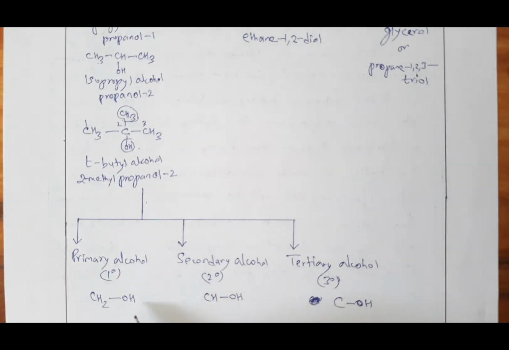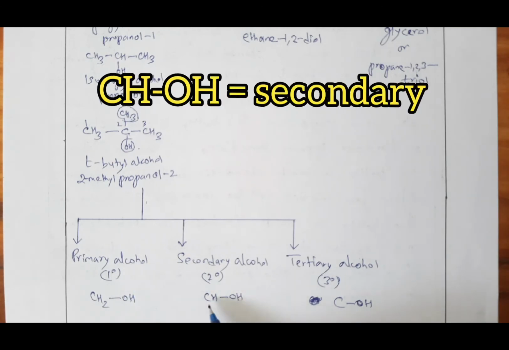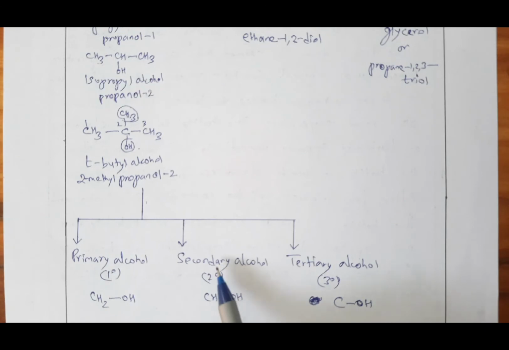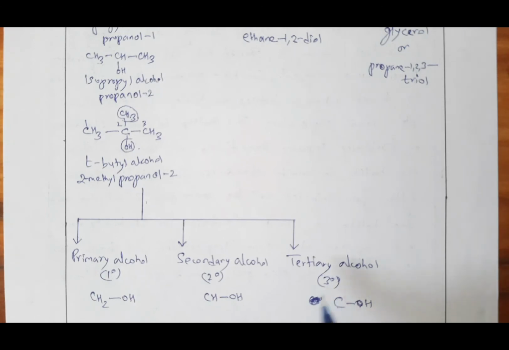Now see here, if the alcohol group is linked with CH2, we call it primary alcohol, represented by 1 degree. If the alcohol group is linked with CH, we call it secondary alcohol, represented by 2 degree. If the alcohol group is just linked with C, we call it tertiary alcohol, represented by 3 degree. So primary means 1 degree, secondary means 2 degree, tertiary means 3 degree. This is in our syllabus under monohydric. So if OH is linked with CH2, primary, that is 1 degree. OH linked with CH, secondary, that is 2 degree, and OH linked with C is tertiary, that is 3 degree.